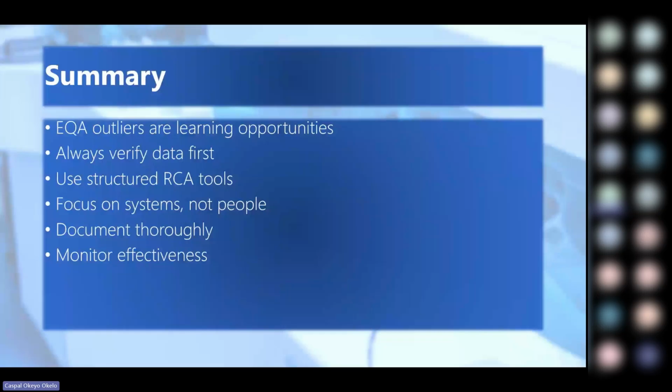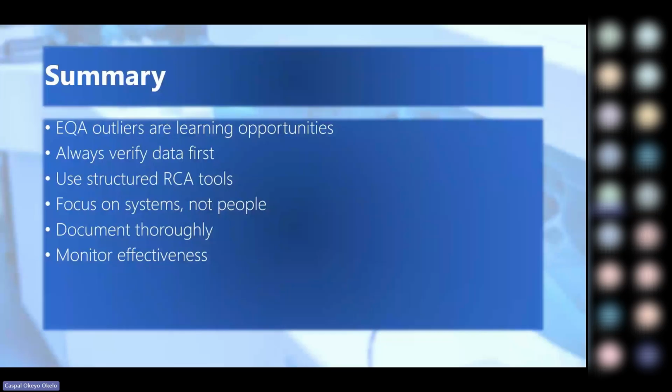In summary, the core lessons we've learned today, as a reminder. First, an EQA outlier is a signal and not a failure. Secondly, always verify submission accuracy before investigating deeply. Verify that the correct unit was submitted. Verify that the decimal points were placed correctly. Verify that the peer group submission was done correctly.